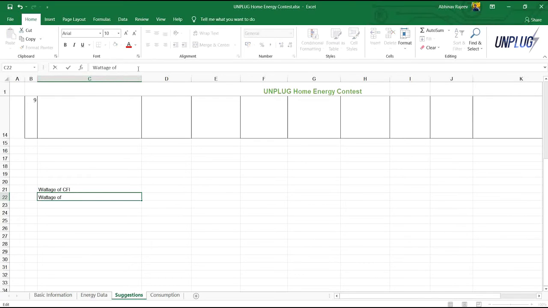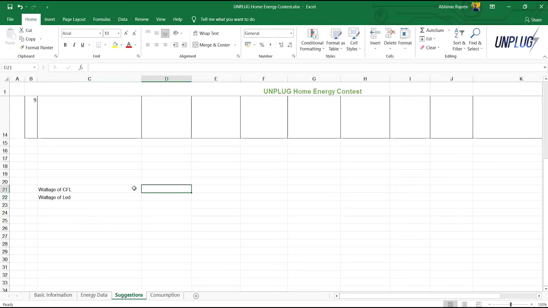So let's see. For a CFL bulb, for an equivalent light output, a wattage of around 13 or 14 watts would be more than enough. And coming to the LED, it can be around 7 to 9 watts. Let's go for 9 watts. Okay. So this many watts are consumed by these two bulbs. So let's see what is the difference between those wattages.